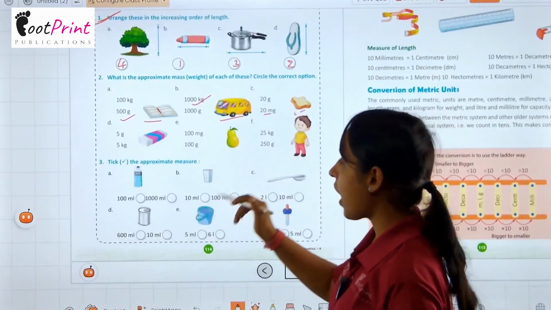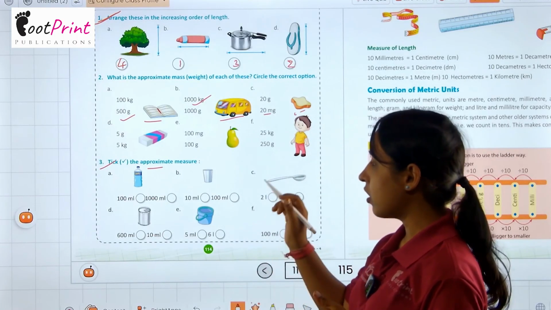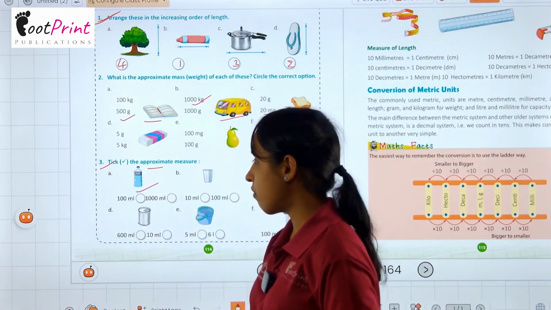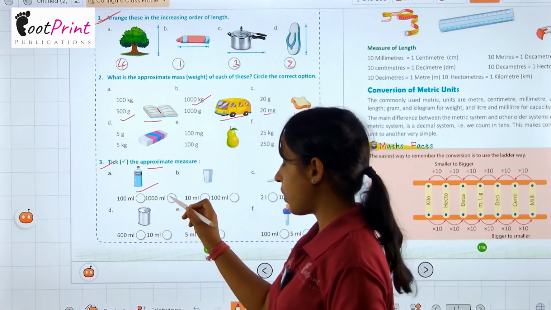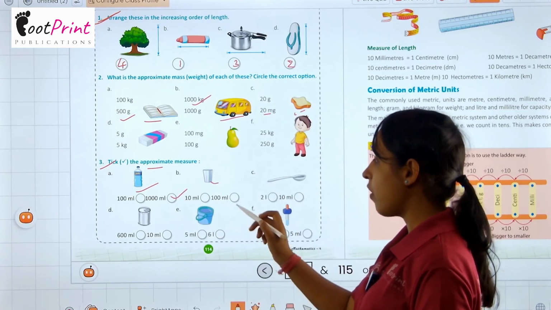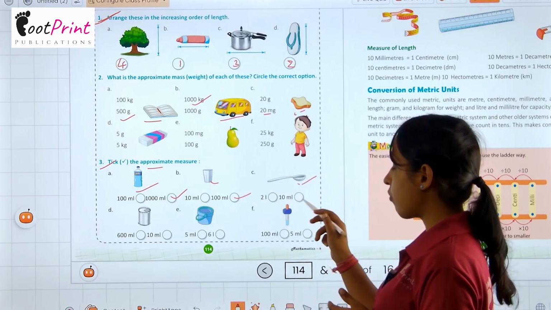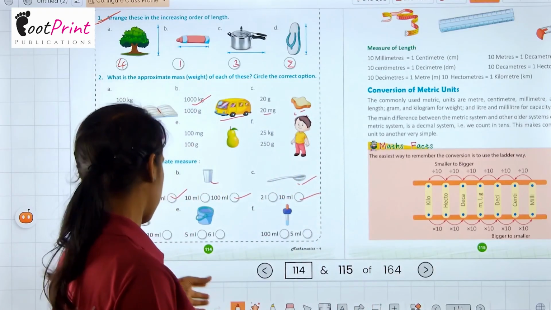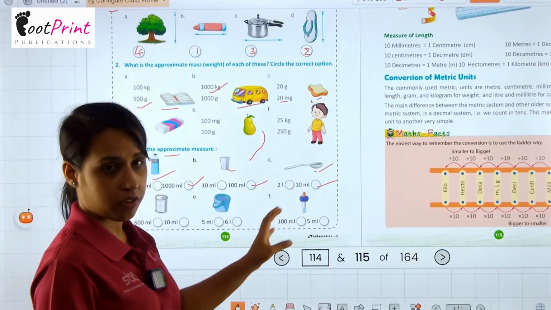Next we have to take the approximate measure. Now we have to find out the approximate measure of the given objects. Here we have one bottle, so that will be 100 milliliter or 1000 milliliter. So it is 1000 milliliter. In a glass we have 100 milliliter of water, we can say. In a spoon we have only 10 milliliter of water. Or any liquid things. As you carry on, you will find out the other objects.